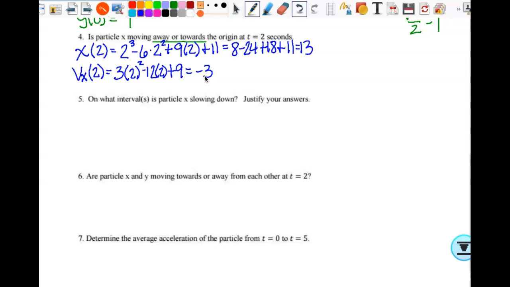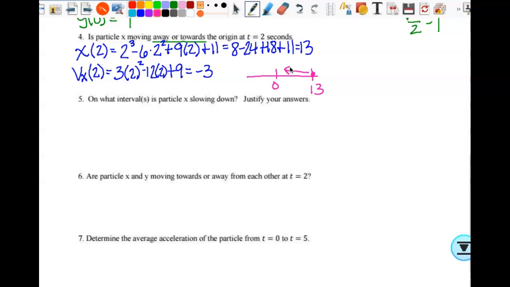Okay. So let's think about what this tells us. Here I am, here's my x-axis, right? Let's say here we are at 0. My position, I'm here at 13. Here's where my little particle guy is. Which way is he moving? Left or right? Left. So is he moving towards or away from the origin? Towards.